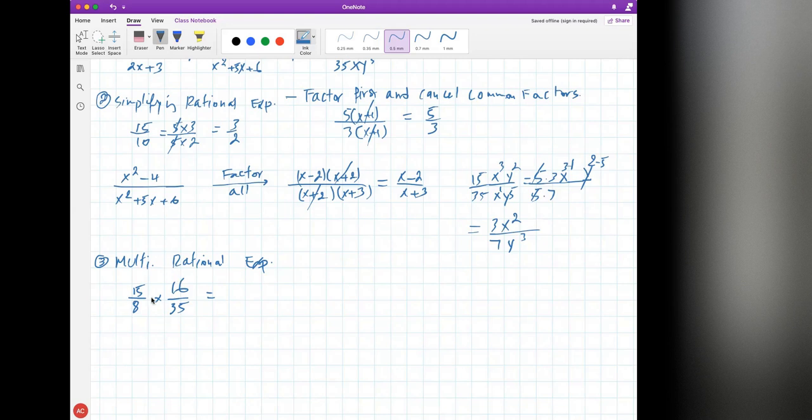Is it find the same denominator first or whatever? 15 times 16, 8 times 35. That's right. So we multiply straight across. We just multiply these together and these together. The LCD, or the common denominator, we need it for addition and subtraction, not for multiplication and division. So the way we multiply fractions is straight across like this, not cross multiply.